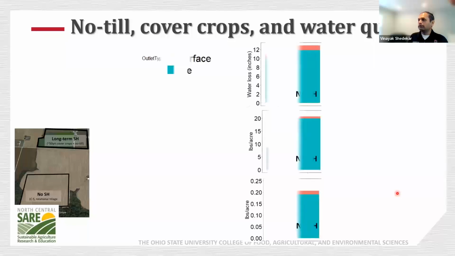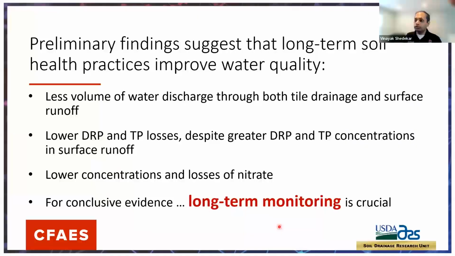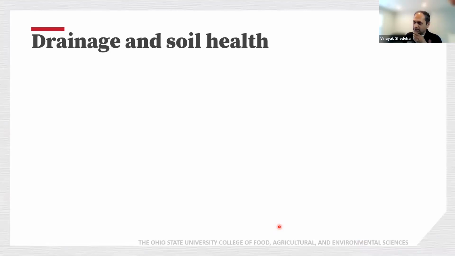So in general, I know this was too much to remember. Based on that 1 year of monitoring, we're seeing about 2 inches less water leaving a healthy soil field, about 12 pounds less nitrogen leaving that healthy soil field, and about 0.05, so 5 hundredths of a pound, less dissolved phosphorus leaving those healthy soil fields. Again, this is only 1 year of data, so we are calling this our preliminary data. We are working on the second calendar year right now. We're hoping to publish these results through a master's thesis for a student, and then very soon with a paper.